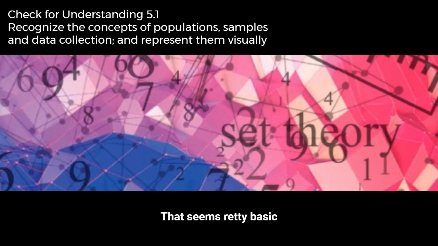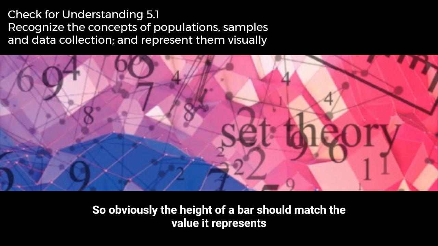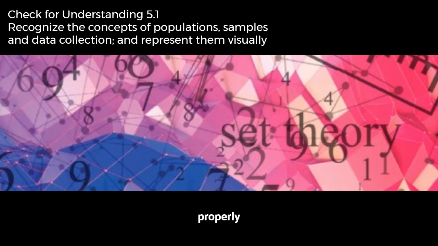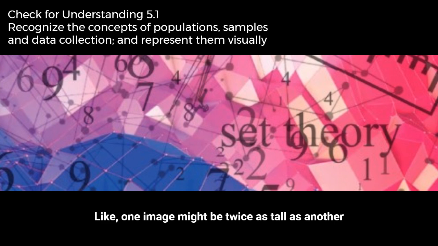That seems pretty basic, but I guess it can be tricky. Yeah, so obviously the height of a bar should match the value it represents. But sometimes they'll use images or icons instead of bars, and those images might not be scaled properly. Like one image might be twice as tall as another, but not actually twice the area, which can be misleading. Oh, I see. Our eyes can be tricked by that.